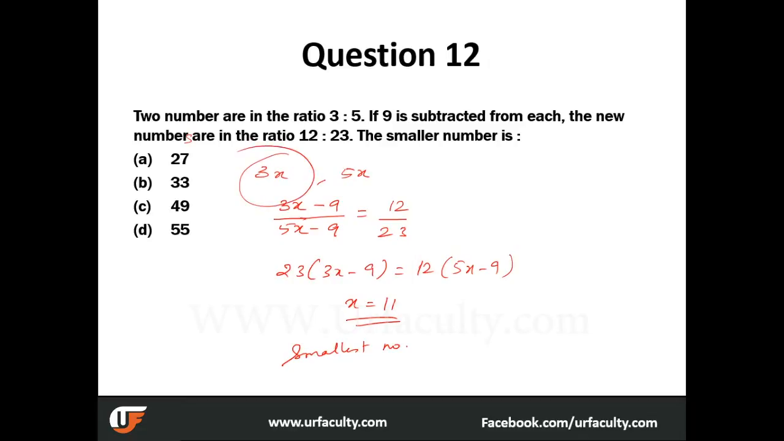The smallest number is 3x. 5x is the bigger number. The smallest number is 3x, and 3 into 11, x is equal to 11, is 33. See, this 3 is, what is this? 3x, 3 into 11. x is 11 here. 3 into 11 is 33, and hence the answer is 33. Please think through what I have done so far here.